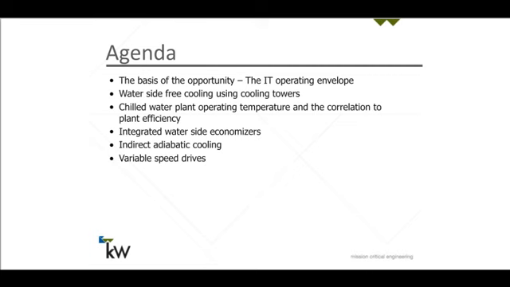Julius really covered the base of the opportunity, the IT operating envelope, very well, so we won't talk about that. We'll focus on water-side free cooling using cooling towers. We'll talk about how elevating chilled water supply temperature increases chilled water plant efficiency. We'll talk a little bit about integrated water-side economizers, using cooling towers as well as chillers in series. Then we'll talk about indirect adiabatic cooling. Julius has already introduced the air-to-air heat exchanger. Well, let's just spray water on it and take advantage of adiabatic cooling there. And finally, variable speed drives.